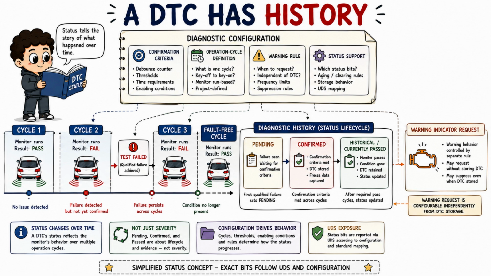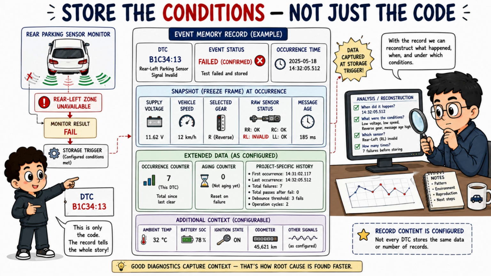A DTC may require failure in one or more operation cycles before it becomes confirmed. An operation cycle is a configured period of vehicle or ECU operation used for diagnostic processing. It might relate to an ignition cycle, driving cycle, or another project-defined operating interval. When the event is stored, the ECU may capture supporting information. Snapshot or freeze frame data records operating conditions near the moment the failure was detected. For the parking sensor example, useful data might include supply voltage, vehicle speed, selected gear, raw sensor status, and the number of missing updates.